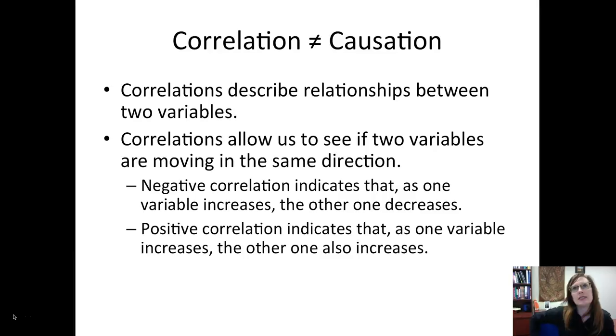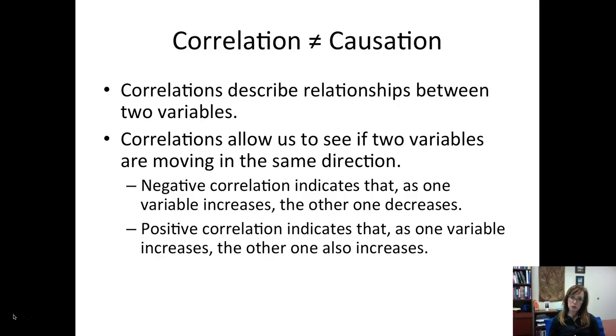Correlation allows us to see if variables are moving in the same direction. And we talk about correlations as either negative correlations or positive correlations. Typically, when you see a correlation value, those will range from -1 to +1, and the closer they are to 1 on either end, the stronger the association is, so the more similarity that they share in how they move. So correlations allow us to see if two variables move in the same direction.